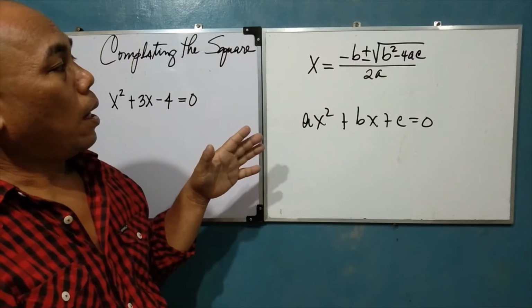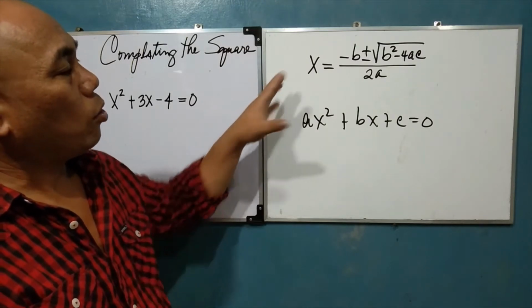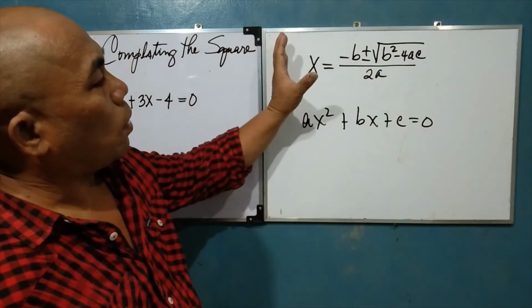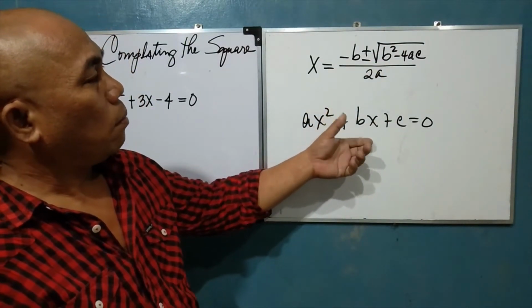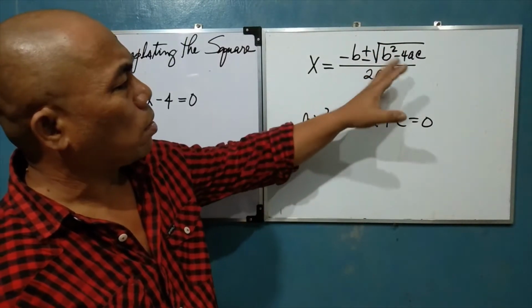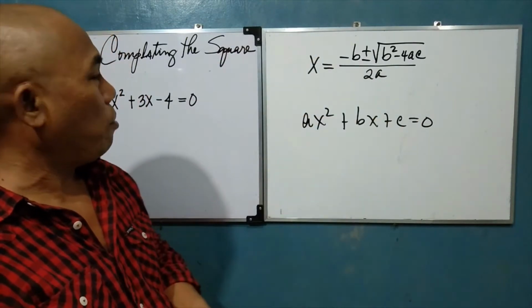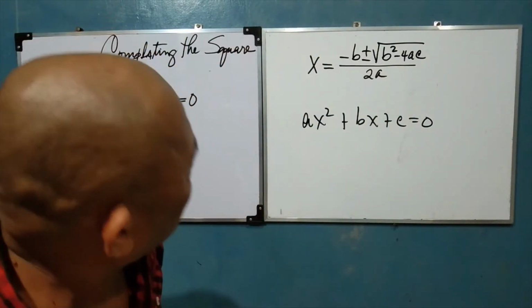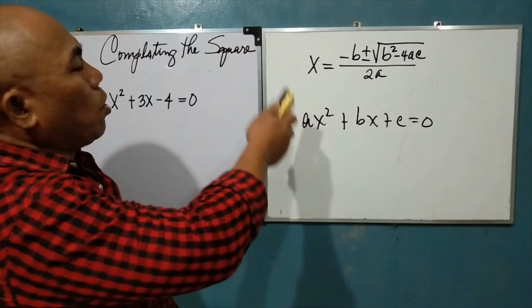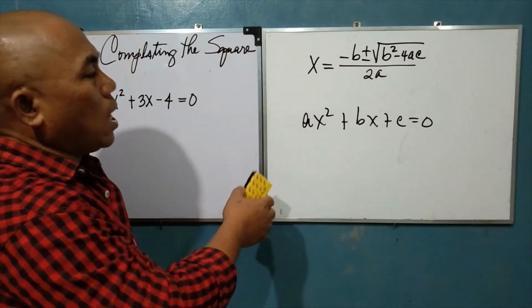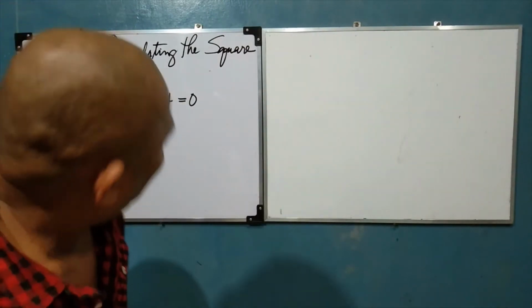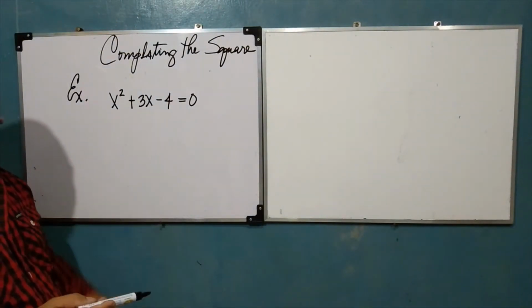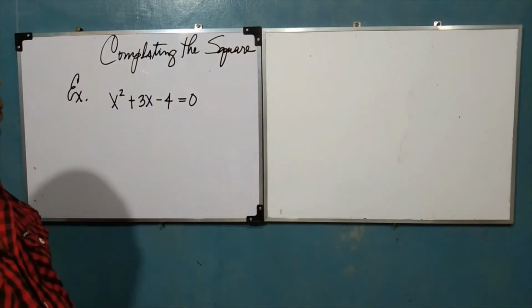Now, I'll not be showing to you how this quadratic formula is derived from this quadratic equation because there are variables involved here and you might get confused. So let's get the steps of completing the square in a given quadratic equation. So let's have this one, x squared plus 3x minus 4 equals 0.